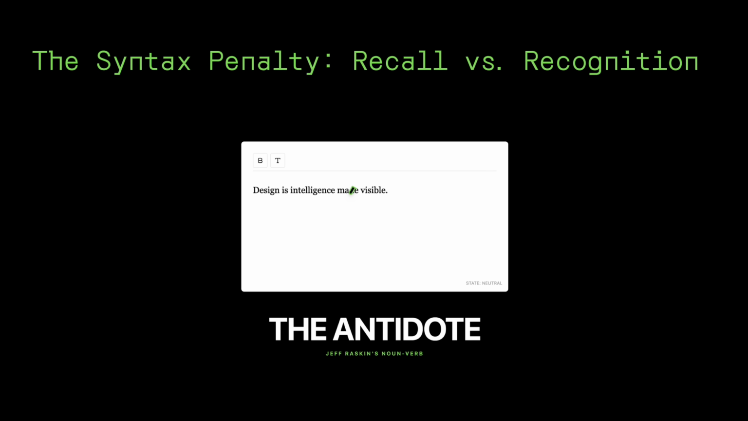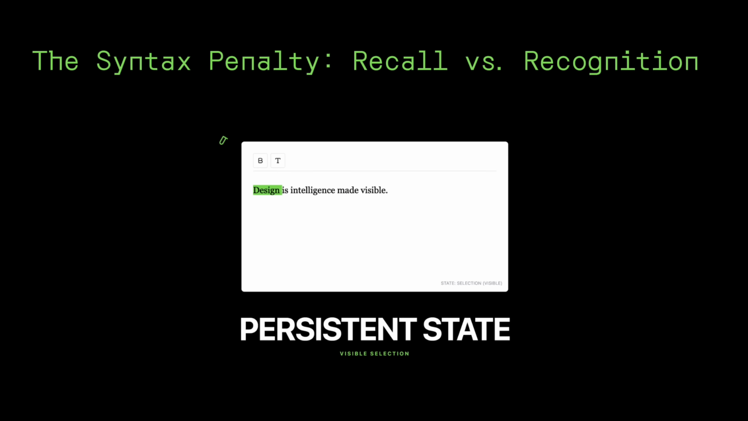In the noun-verb system, the noun, or the data, is the persistent state. The user selects a paragraph of text. That selection is visible. It provides immediate feedback.